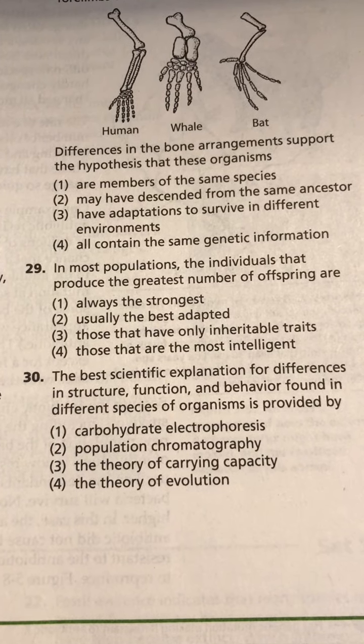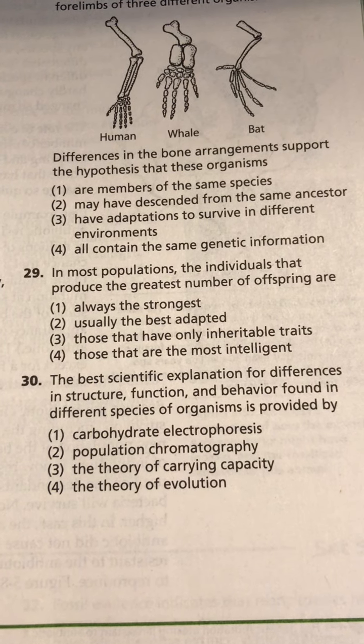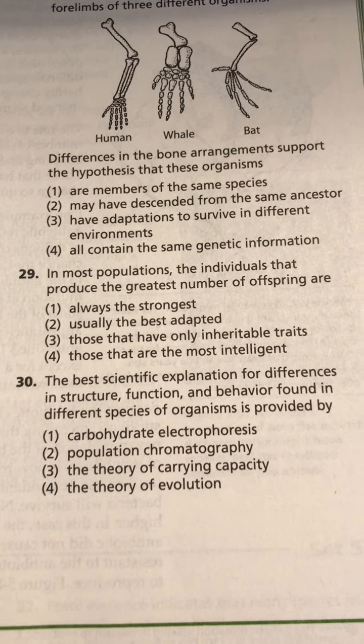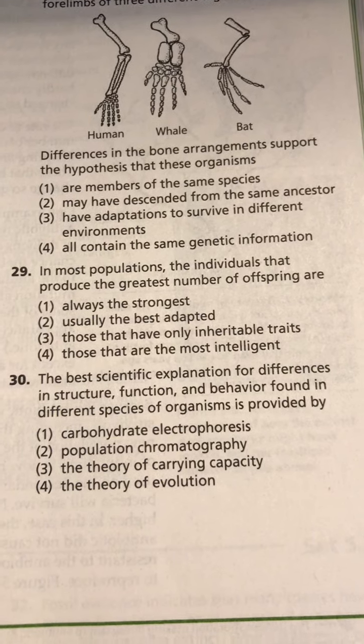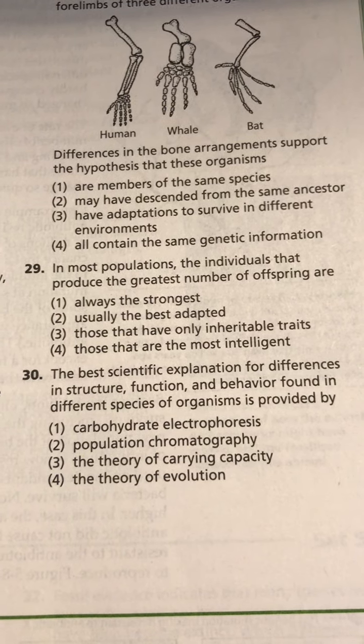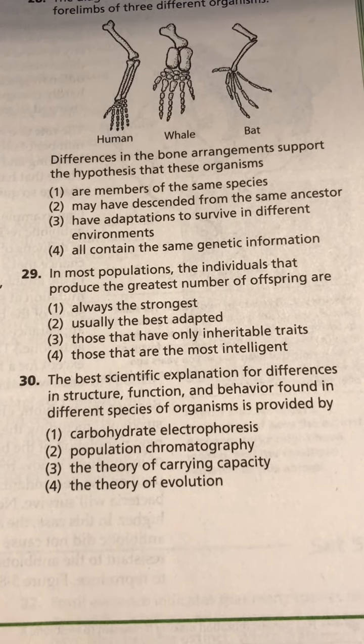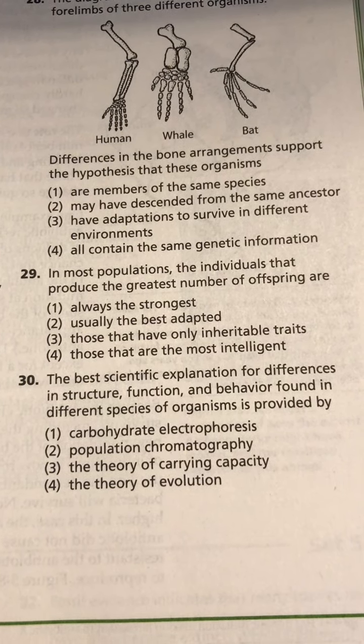Number 29. In most populations, the individuals that produce the greatest number of offspring are 1. Always the strongest, 2. Usually the best adapted, 3. Those that have only inheritable traits, or 4. Those that are the most intelligent.